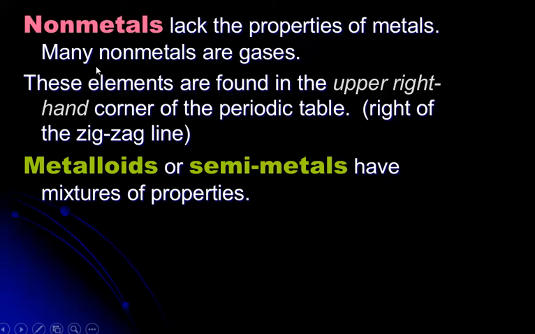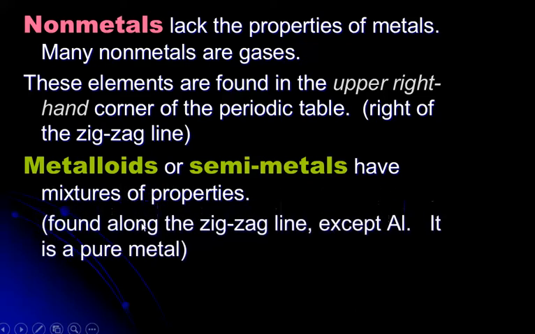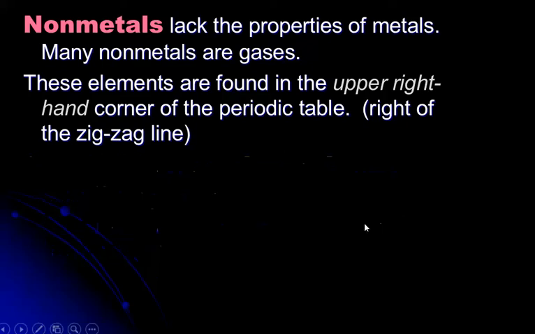The third type of element on the periodic table are metalloids, also known as semi-metals, and they are found in between the metals and the nonmetals on the periodic table. So they fall right along the zigzag line, and they have mixtures of both metallic and non-metallic properties. They're found along the zigzag line, and all of those elements except for aluminum. Aluminum is considered a pure metal even though it falls on that zigzag line, and please, please, please know that. That's an important element to know.